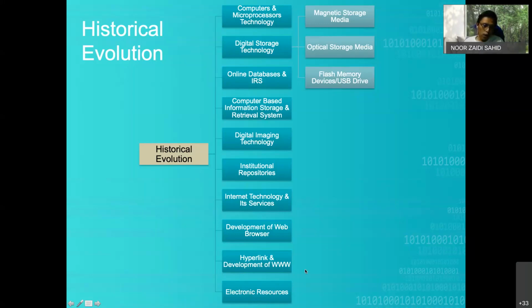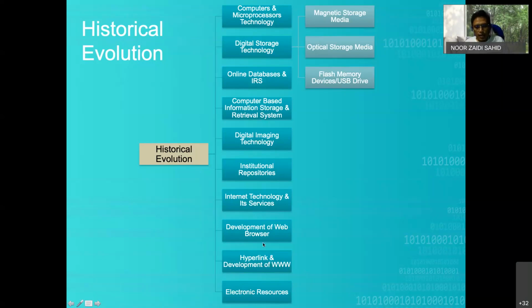And then number 2, hyperlink and developments of World Wide Web. I believe you are familiar with what is World Wide Web. Two different stories. And it started earlier, in the early 1960s, if I'm not mistaken.